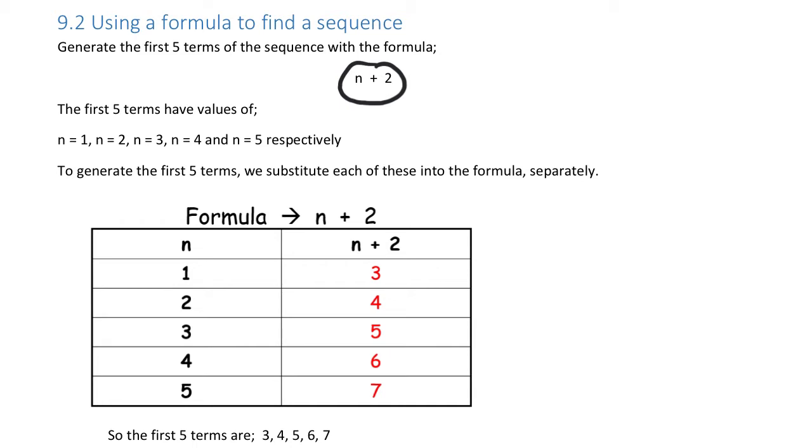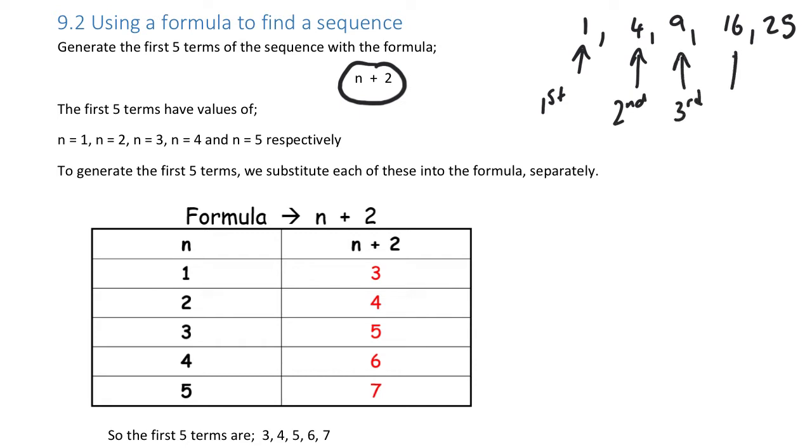So if we think back to a sequence like square numbers, so 1, 4, 9, 16, and 25, this is the first term in the sequence, the 4 is the second, the 9 is the third, 16 is the fourth, and unsurprisingly 25 is the fifth term. And these are our n values. So when n equals 1, the sequence would be 1. When n equals 2, the sequence term is 4. When n equals 3, the sequence term is 9, and so on.